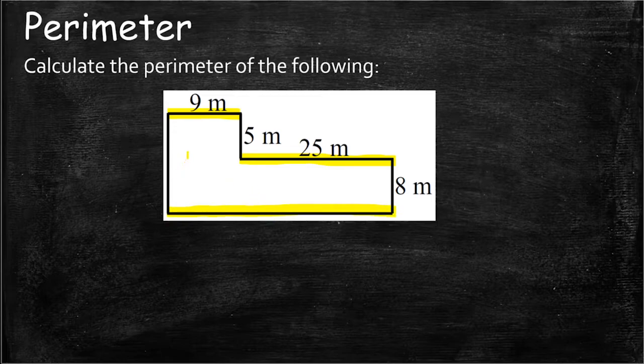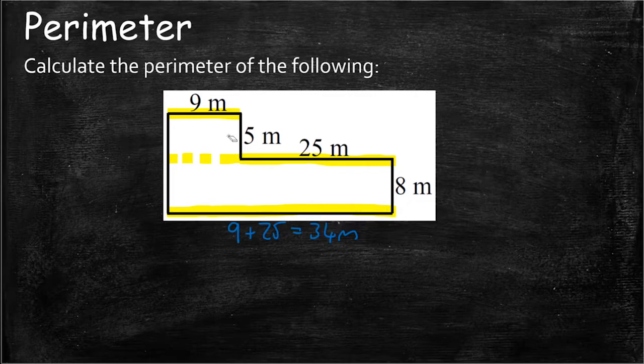Now I'm hoping you guys will see that the length of the 9 plus the length of the 25, if we added those two lines together, I'm just moving that line down here, the length of those two is the same as the length on the bottom. So the length on the bottom is actually going to be, let me get the pen, 9 plus 25, which is 34 meters. So the length of the bottom line is 34 meters.